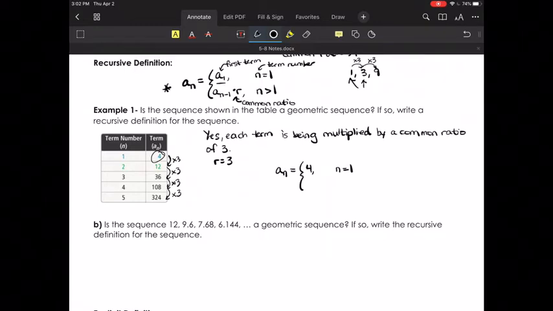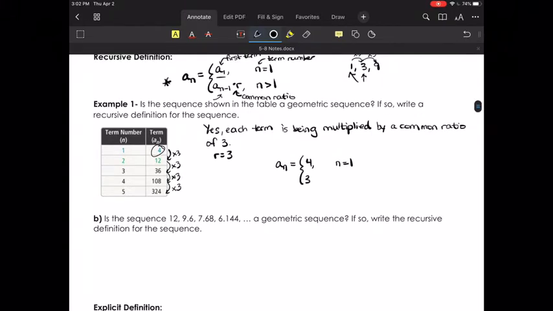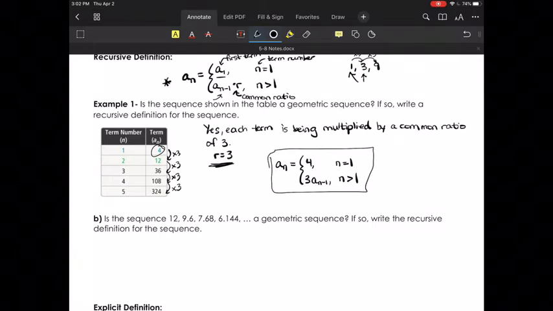Then I'm going to multiply my ratio times a n minus 1. Up here, it says a n minus 1 times r. When you actually plug in a number for r, though, you usually write it first. So I'm going to say 3, because r is 3, we just said that right here, times a n minus 1. And that is when n is greater than 1. And that's all you have to do to write a recursive definition for a geometric sequence. So that would be my answer there.